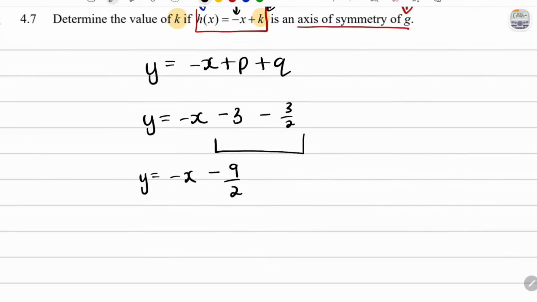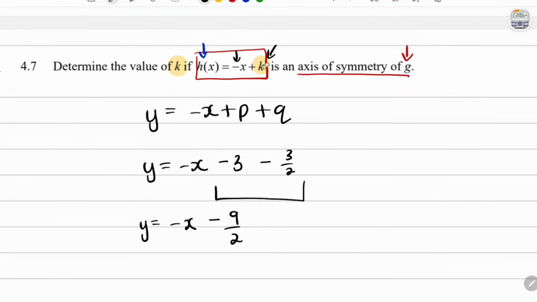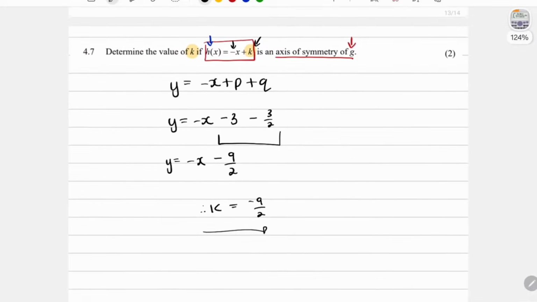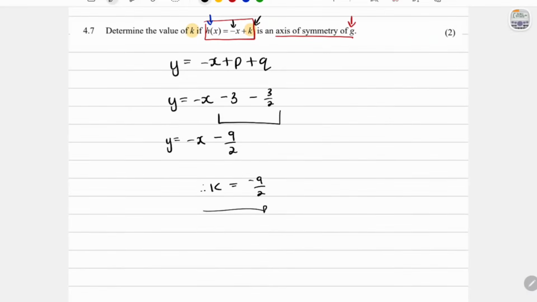So we can finally tell them the value of k. K is that negative 9 over 2. So therefore k equals negative 9 over 2. And that is our answer. Okay, moving on to the next question.